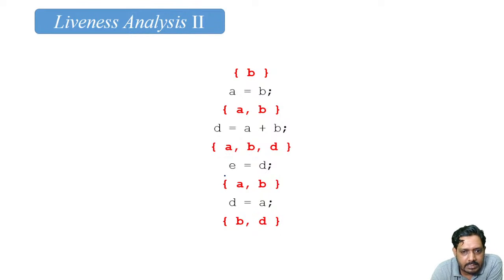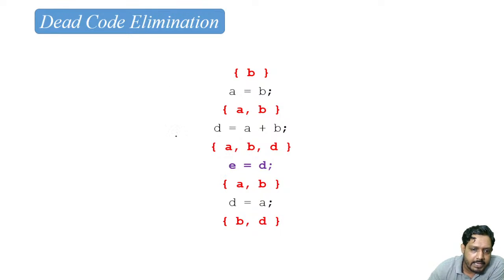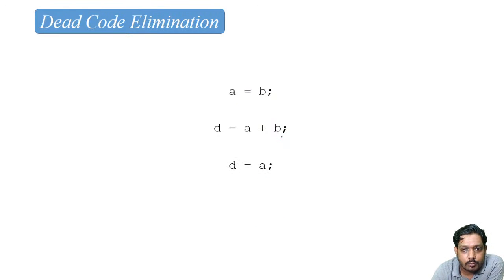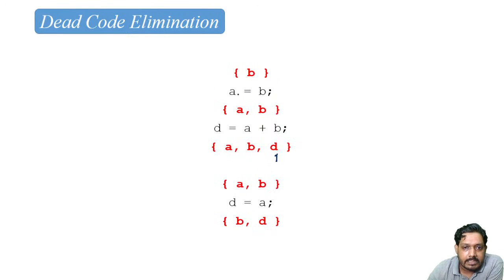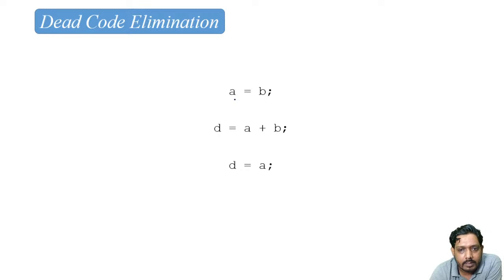Now again we do the same analysis here. In dead code, d is equal to a, d is available after this, so we will not touch this one. e is equal to d, e is not available over here, and that means we can eliminate this one. d is equal to a plus b, d is available over here, so we will not touch this one, and a is equal to b, a is live over here, so we will not touch this one also. Okay, so this will become this.